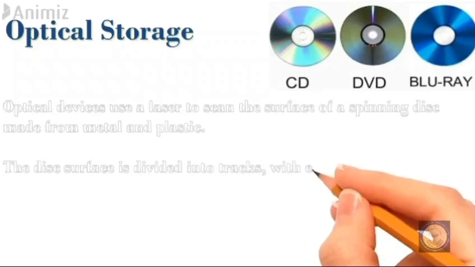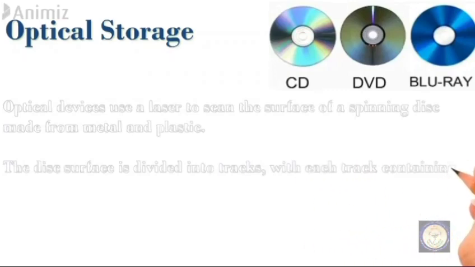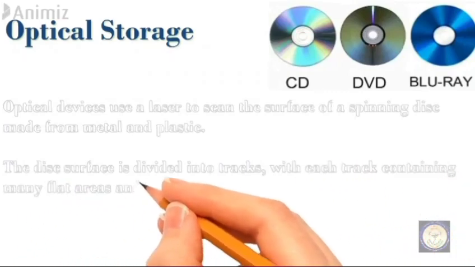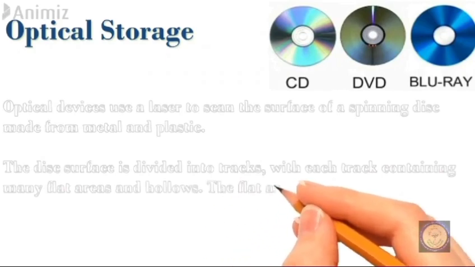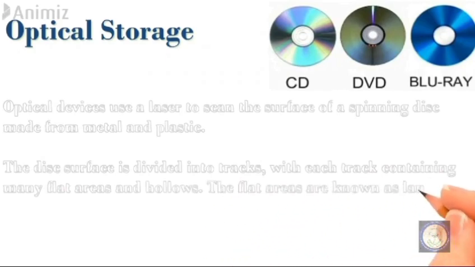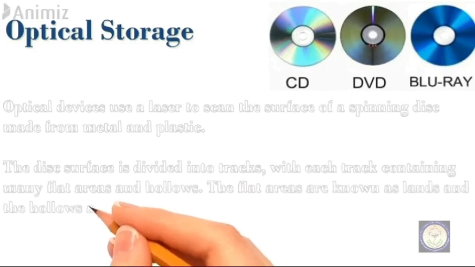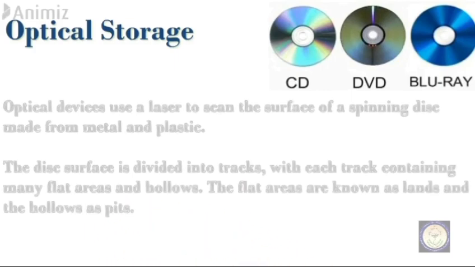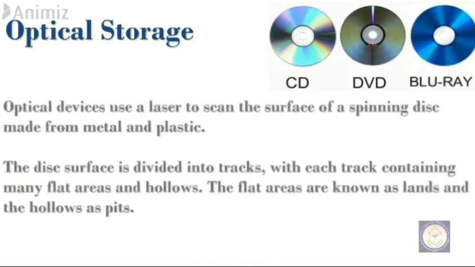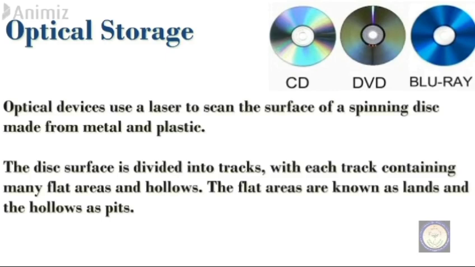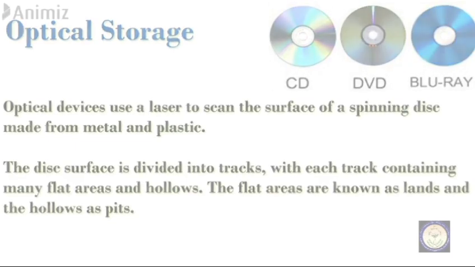DVDs hold 4.7 gigabytes, single layer, or 8.5 gigabytes, dual layer, and are often used for movies and software distribution. Blu-ray discs have much higher capacities, typically 25 gigabytes, single layer, or 50 gigabytes, dual layer, and are used for high-definition video and large data.